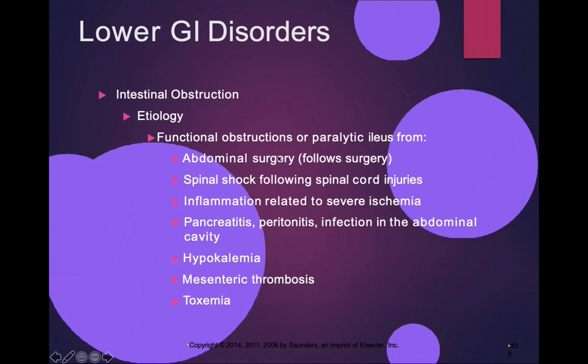Functional obstructions or the paralytic ileus can come from abdominal surgery, spinal shock, inflammation related to severe ischemia. It can happen from pancreatitis or peritonitis or infection of the abdominal cavity. Hypokalemia, not calcemia, but kalemia. This is potassium. There could be mesenteric thrombosis, some sort of clot to the superior and inferior mesenteric arteries, and toxemia.